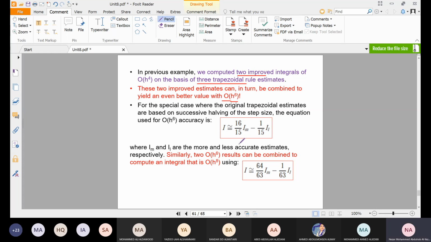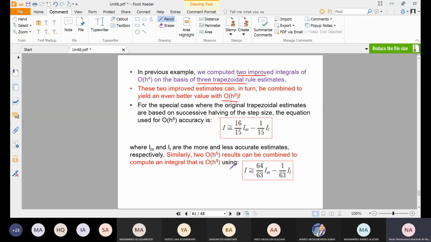How can we do this one? So this is the form for h to the power 6. It is nothing but 16 over 15 Im minus 1 over 15 Il, where Im and Il are the more and less accurate estimations. Okay, so Im is the more accurate estimation and Il is the less accurate estimation.